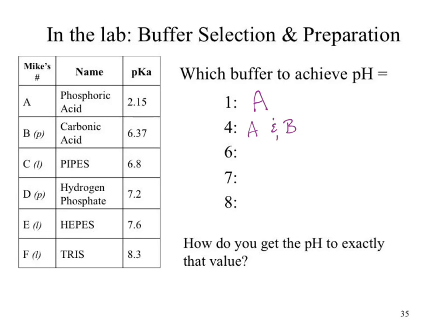Carbonic acid is probably going to be your best bet because it is closest to our pH 6. So we would probably do B. pH 7. Hydrogen phosphate, D. Also C too. C and D are pretty darn close. They're plus or minus 0.2 either way. So both of those are actually pretty good choices.